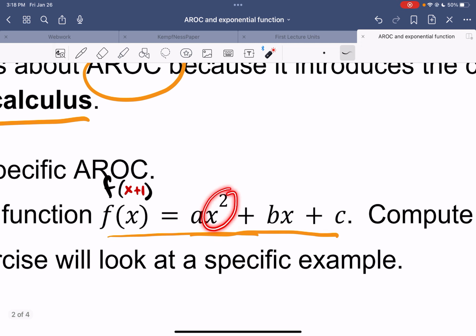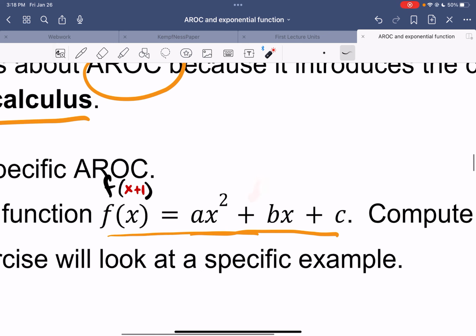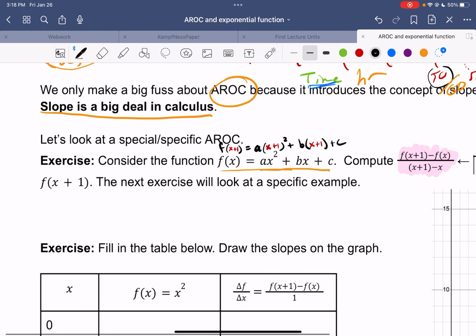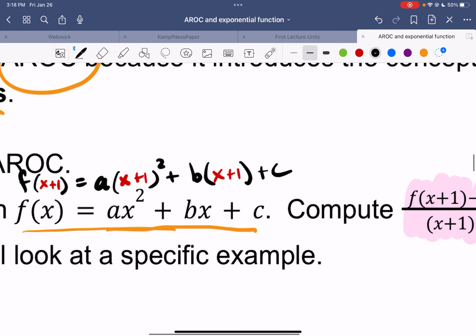So it will square the input, it'll multiply that by a, then it'll add to it, and it'll do the input times b, and it'll add to it c. So in our case, this is a times, and now our input is x plus 1. And we need to square it, plus b times, and our input is x plus 1, and plus c. Great. So the computation, well, let's actually work this out a little bit.